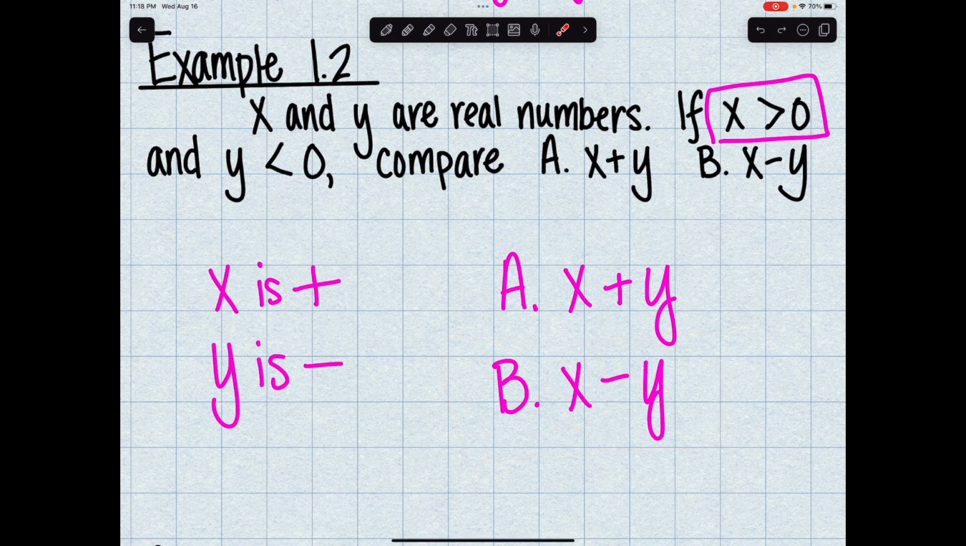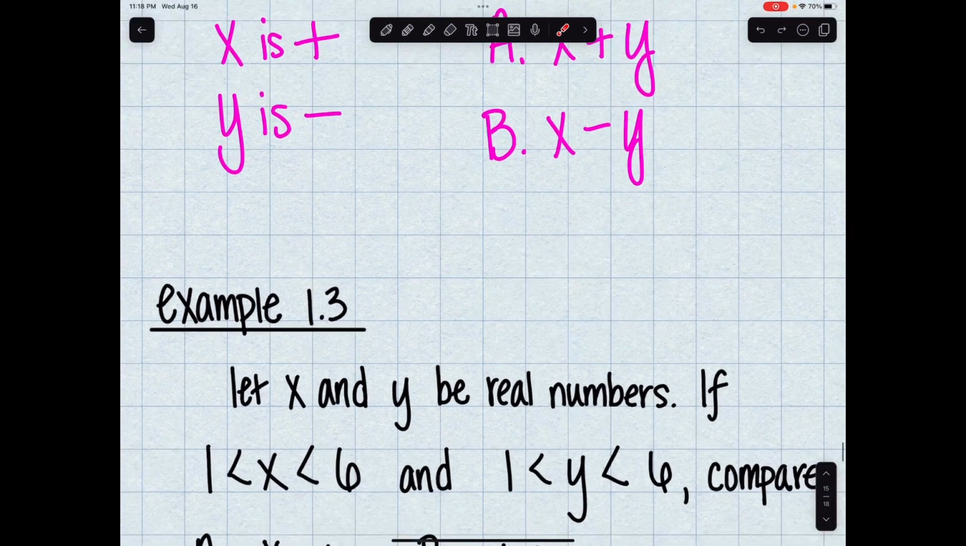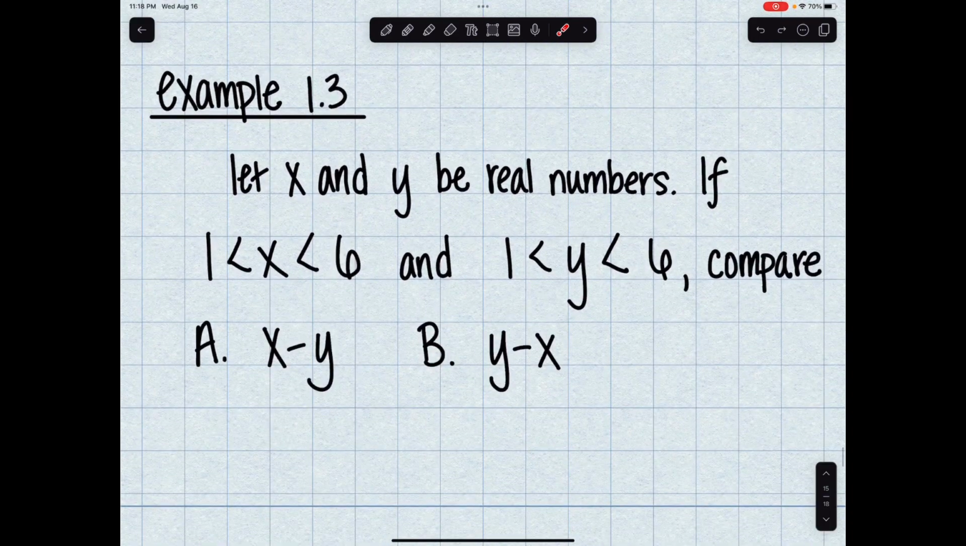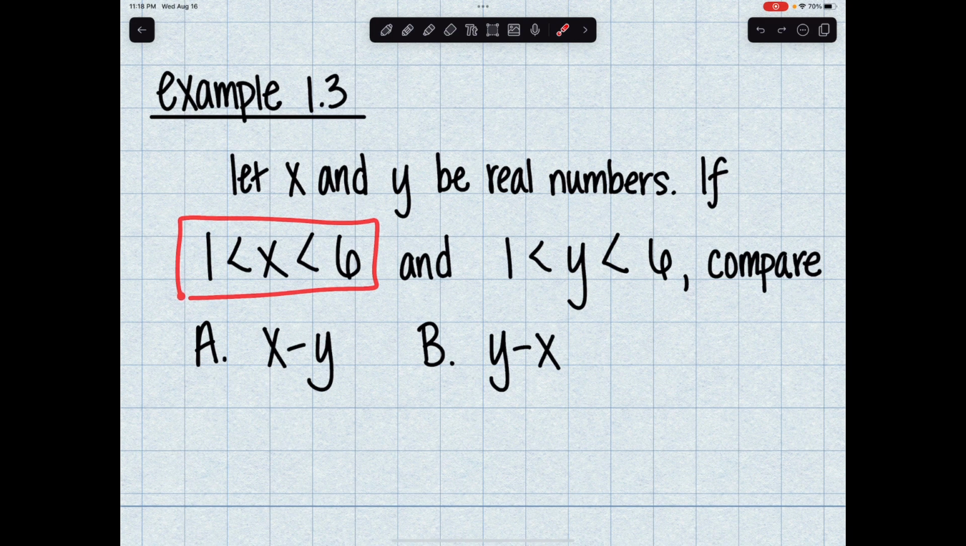Does that make sense? They did it mathematically in the book, but I think it makes sense just to think it through. Let's do example 1.3 and see if this one makes sense. Here they tell us that x and y are real numbers and that x is between the numbers 1 and 6. That's what this means. X is greater than 1 and it's less than 6. So it's got to be between 1 and 6. It could be 2, 3, 4, 5, or it could be 2.1, or it could be 3.14, something. We don't know, we just know it's in between the 1 and 6.